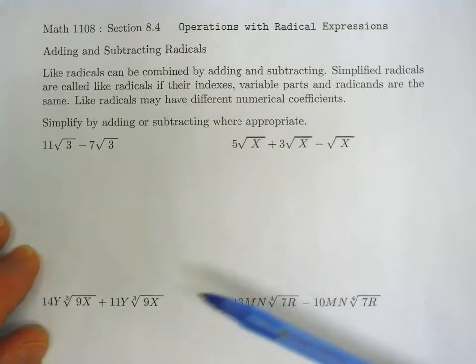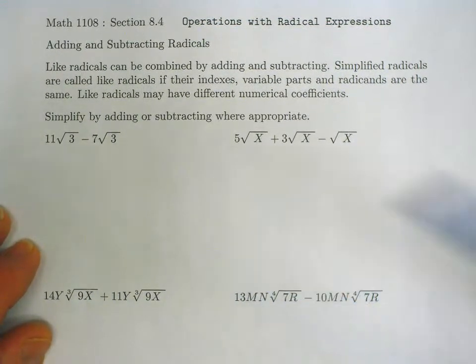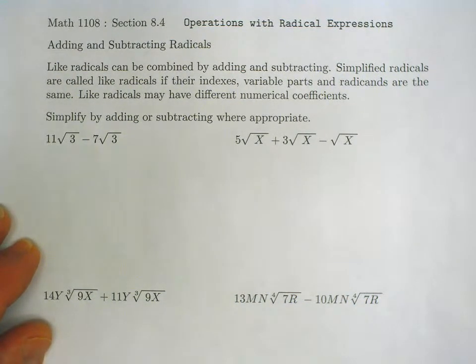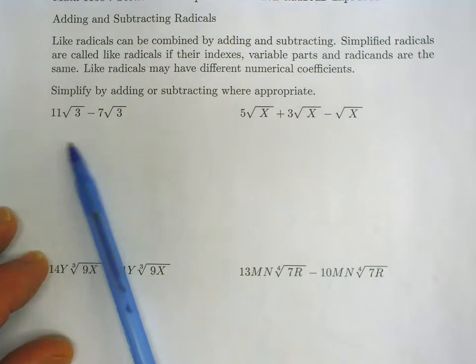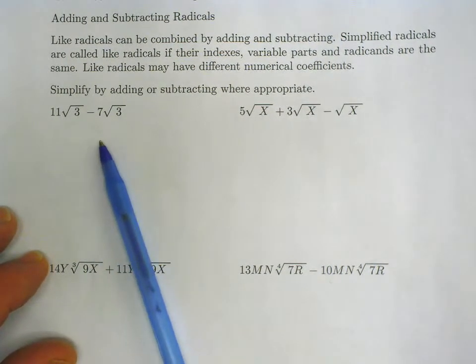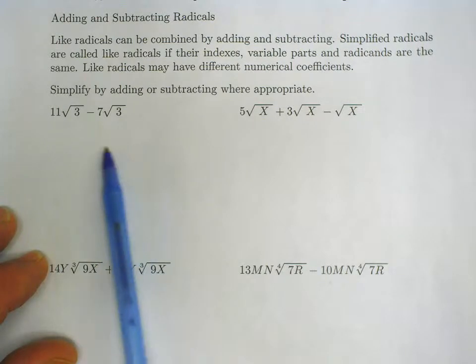So one way to think about like radicals is similar to just thinking of like terms. For example, if you want to add 7x to 5x, you get a total of 12x. But with radicals, you have to make sure that the radicals are all as simplified as much as possible. And then you can tell if they are like radicals or not.